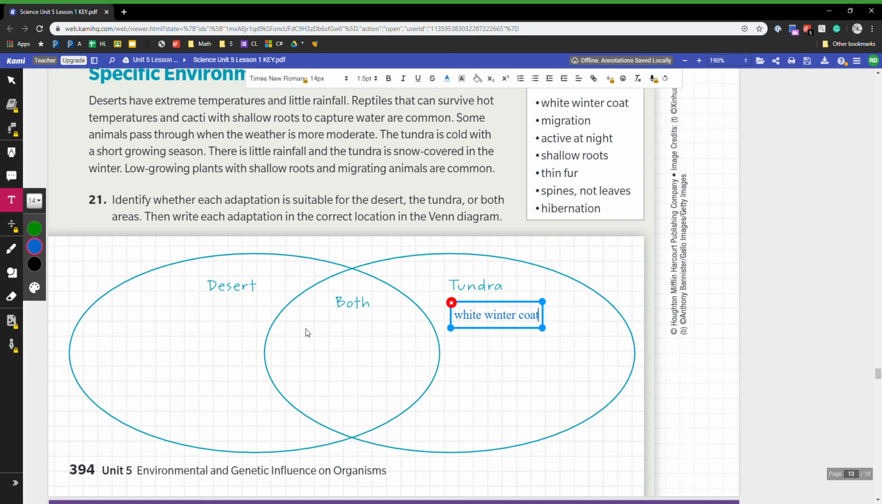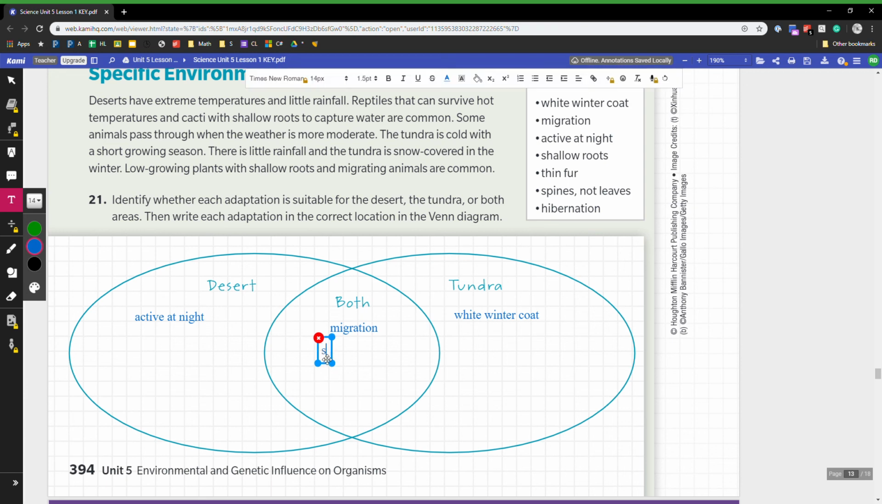Migration, I actually know that migration occurs with organisms in both. There are things that will migrate to and from the desert depending on the year, and the tundra, like penguins oftentimes will go to certain areas of the year. Active at night, that would be a desert thing. You would not be active at night in the tundra because it would be the coldest time, and so you would probably not be doing anything during the night in the tundra, but in the desert, it's the coldest time as well, so it's a good time to be active.